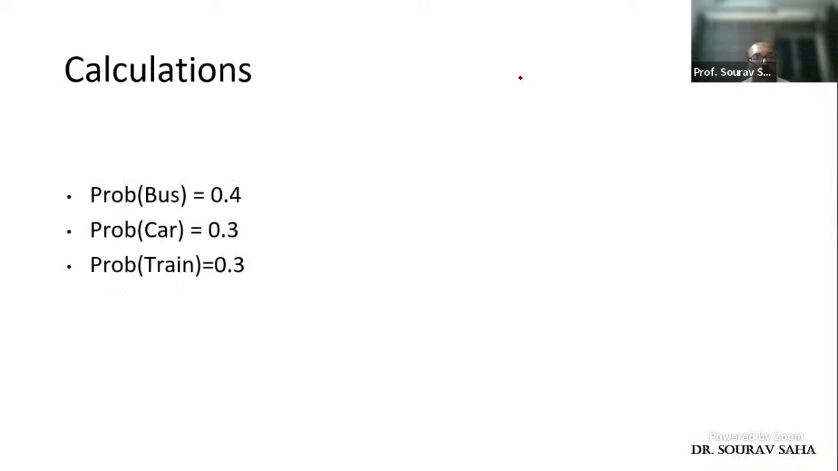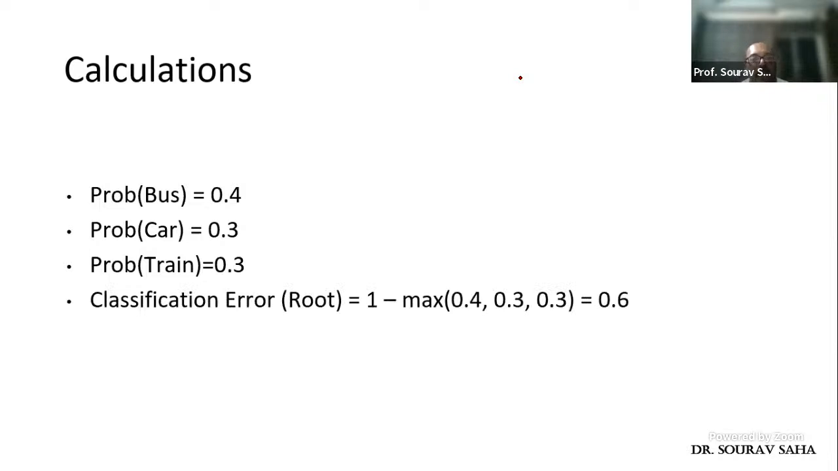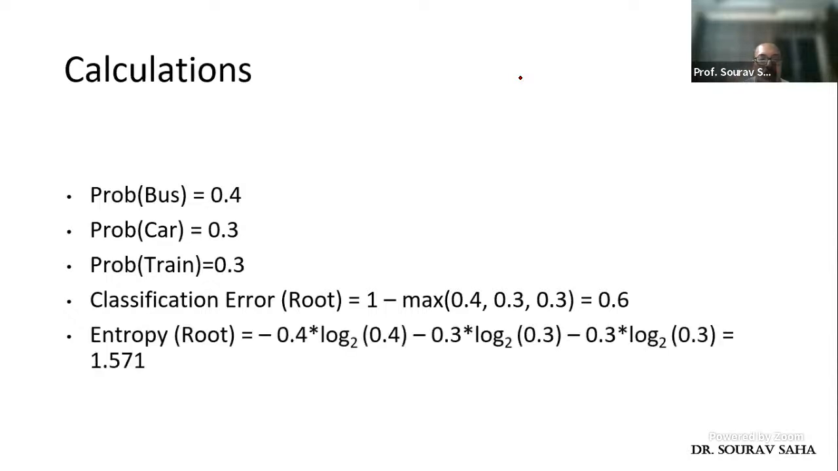These are the three probabilities: bus 0.4, car 0.3, train 0.3. So the classification error at the root node is 1 minus the maximum of 0.3, 0.4, and 0.3, which is 1 minus 0.4, so 0.6. Similarly, the entropy at the root node is minus 0.4 log to the base 2 of 0.4, minus 0.3 log to the base 2 of 0.3, minus 0.3 log to the base 2 of 0.3, which comes out as 1.571.